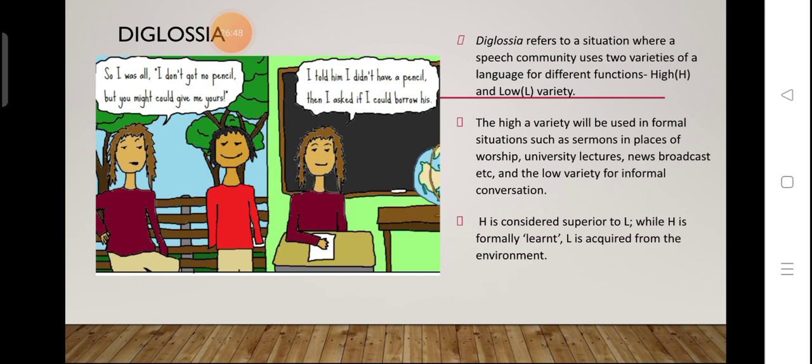Hope it is clear. There is language acquisition and language learning. Our mother tongue is something that we have acquired, and the second language that you know is something that you have learned. That is the difference.